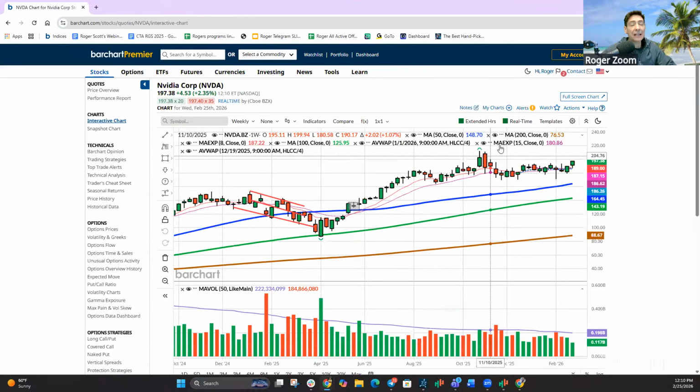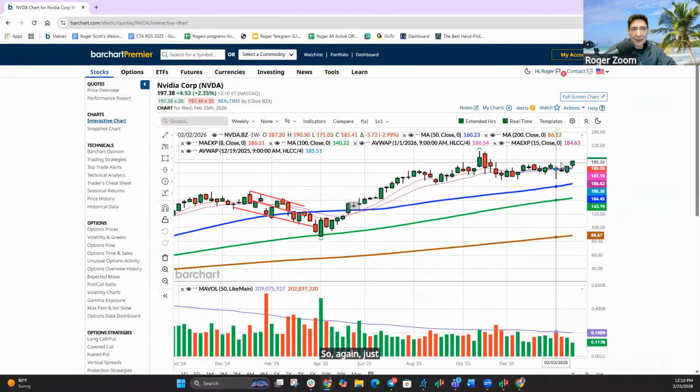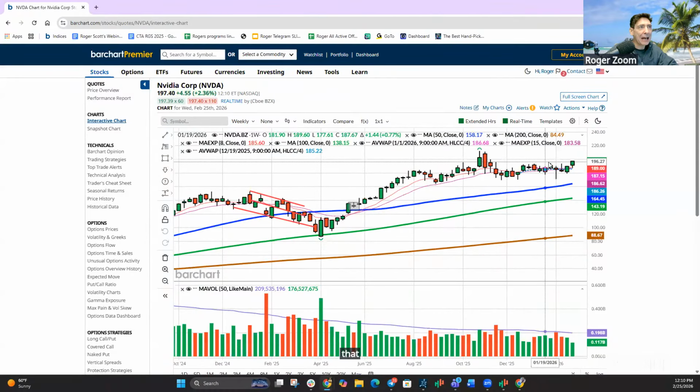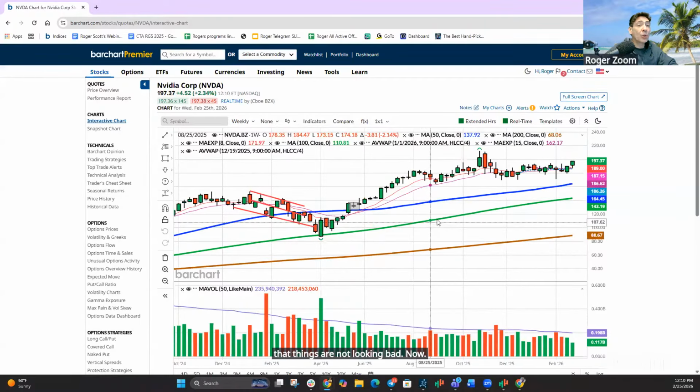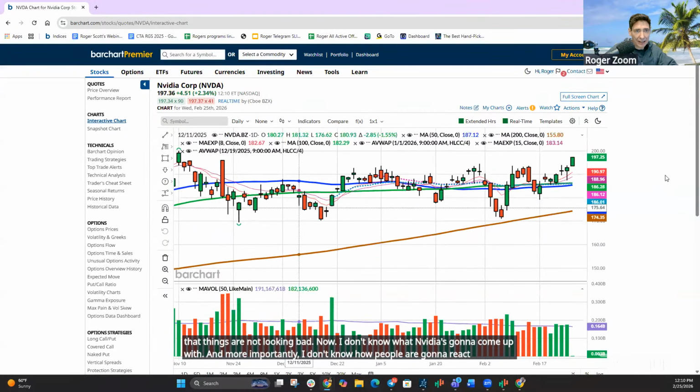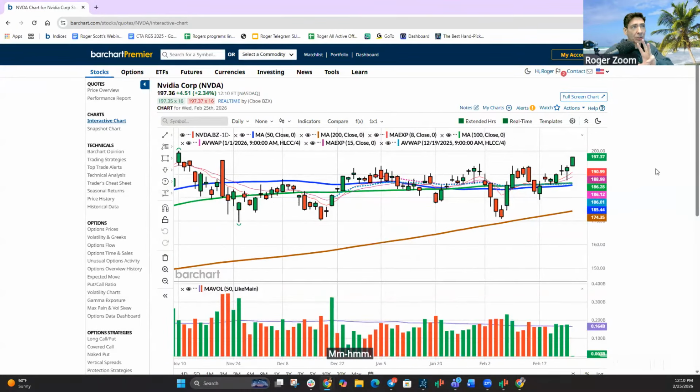So again, just wanted to show you guys that things are not looking bad. Now, I don't know what Nvidia is going to come up with. And more importantly, I don't know how people are going to react on Nvidia. That's two different issues, okay? But I will tell you this, I really like how things are looking right now. And I wanted to show you something else that's interesting. Now, this is something you should pay attention to.